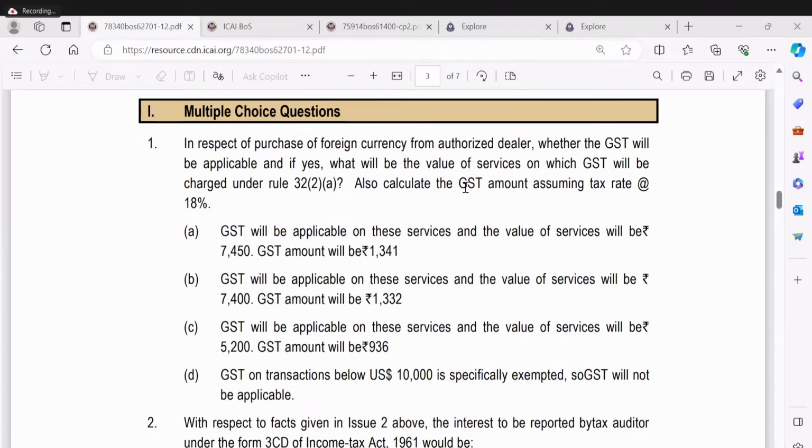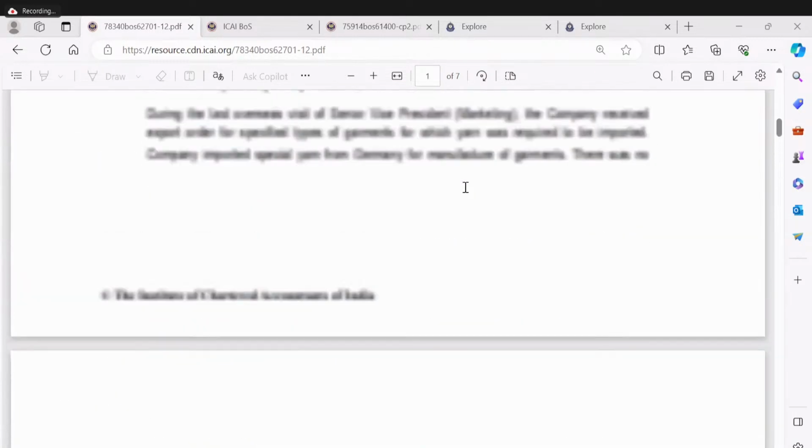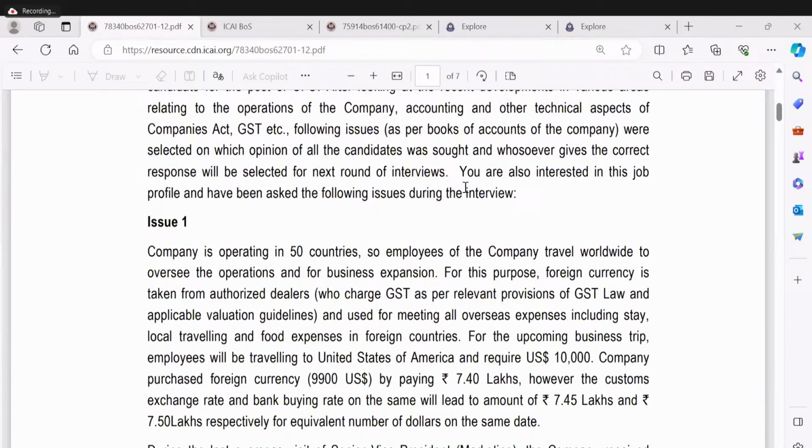Now comes the question of valuation, because first of all, we have to see whether it is a supply or not. In this question, for the ease of the students, we have already provided the information that GST has been charged on the same.